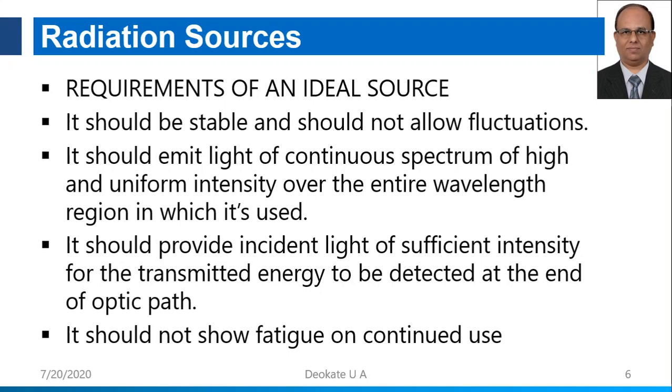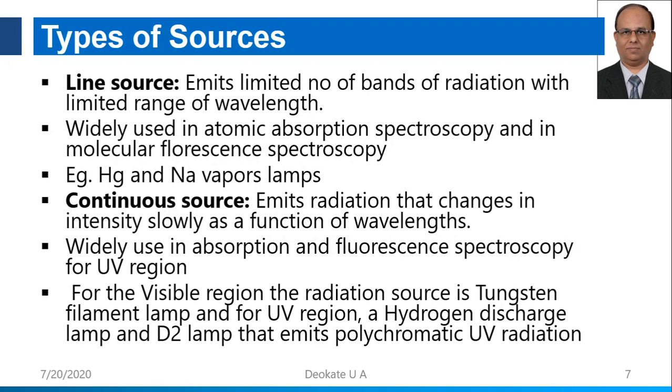So radiation source should be stable. When we are thinking of the type of sources, there are two types of sources: line sources and continuous sources. Line sources emit a number of bands of radiation with a limited range of wavelength, widely used in atomic absorption spectroscopy and in molecular fluorescence spectroscopy. So these are the line sources. They are giving discrete lines of radiation. Examples are the mercury arc lamp and sodium vapor lamp.